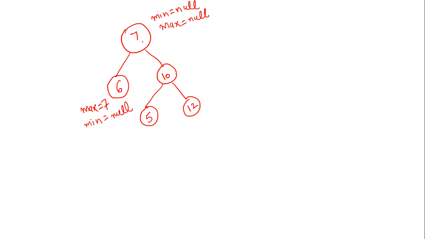So here we have that whatever value should be at the right of 7, it should be greater than 7, right? Minimum value should be 7. So we can update the min value as 7 and max as null itself, right? So even 10 lies in the range, so that's totally fine.